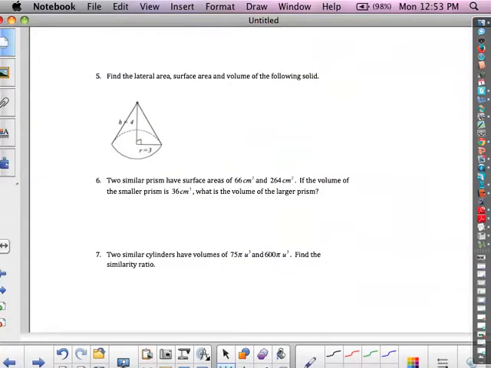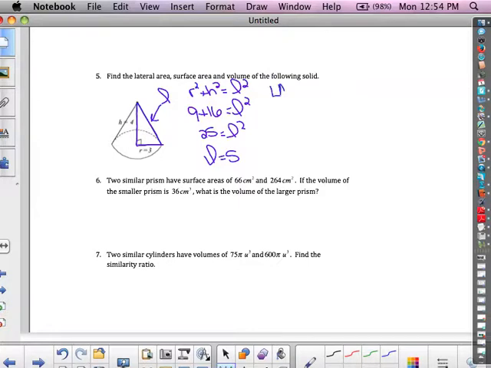Next, you're asked to find the lateral area, surface area, and volume of the cone. You are given the perpendicular height, and if you want the lateral area, you're going to have this slant height L. So r squared plus h squared equals L squared. So that's 9 plus 16 equals L squared. 25 equals L squared. So L is equal to 5. The slant height is equal to 5. The lateral area of the cone is 1/2 the circumference, 2 pi r, times the slant height L. The 1/2 and the 2 cancel, so that becomes pi r L. So pi times the radius times the slant height, which is 5, should give me 15 pi.